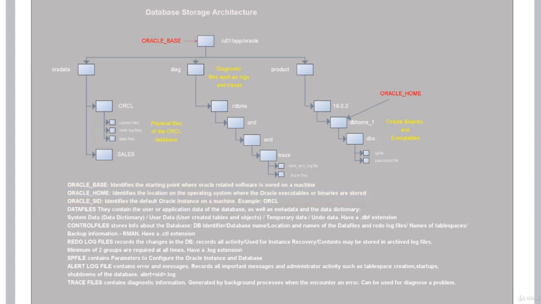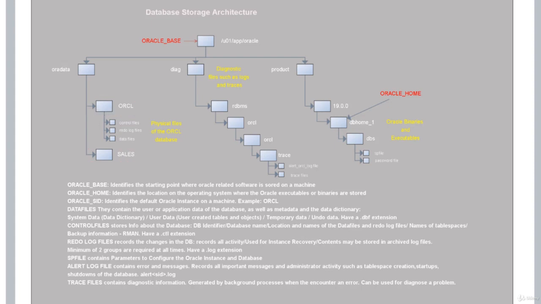The Oracle base has been identified as /u01/app/oracle. Under Oracle base, there is directory oradata. The oradata contains subdirectories that have names corresponding to the database on the server machine. If there are two databases on this server, for example ORCL and sales, oradata would contain two subdirectories like on this image. Each of these subdirectories will contain the physical files of the corresponding database.